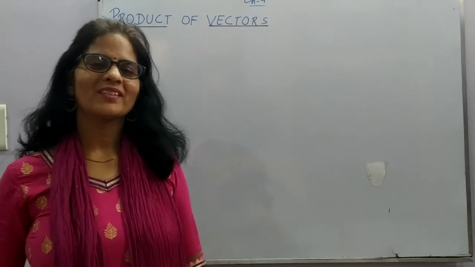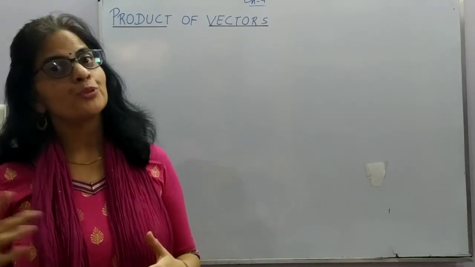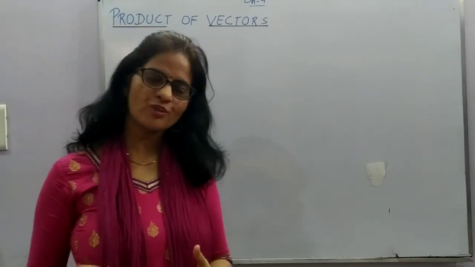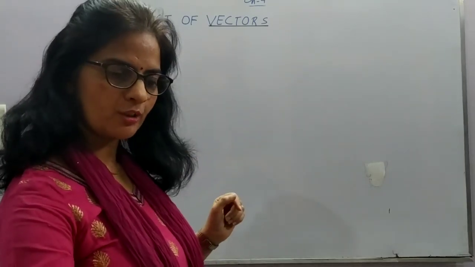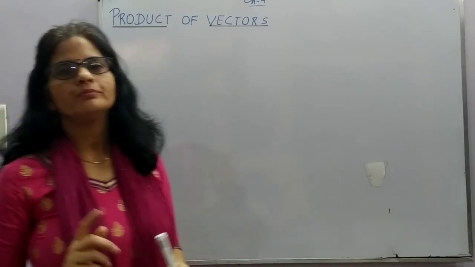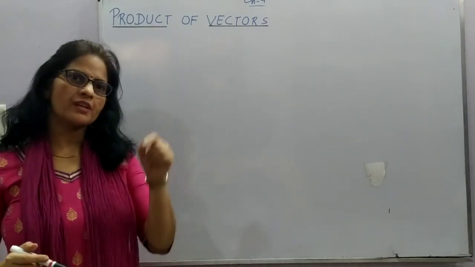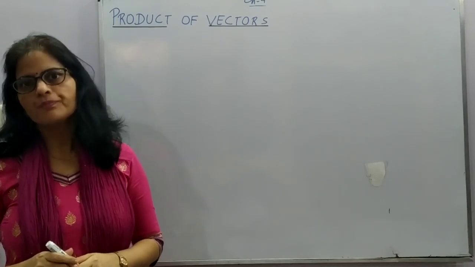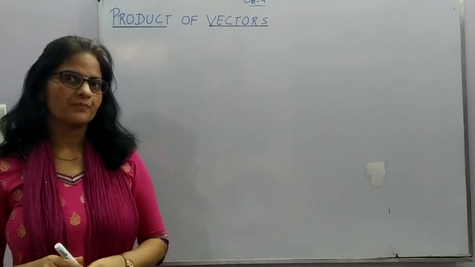Hello everyone. Now we will study the product of vectors. We already are familiar with the addition of vectors, subtraction of vectors. Now we will study the product of vectors. Product of vector means if a vector quantity is multiplied with a vector quantity, what would be the result?